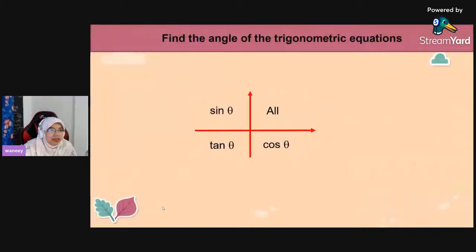Find the angle of the trigonometric equation. Okay, so this is the quadrant that you memorize during your high school level again. So do you remember how you memorize them during your high school level? All sine, tangent, cos. How do you memorize them? I'm just wondering. ASTC.